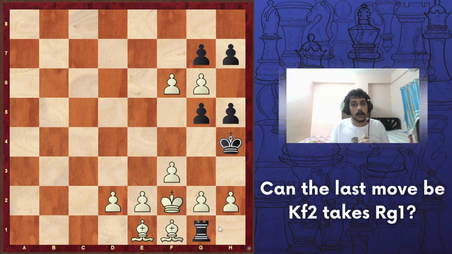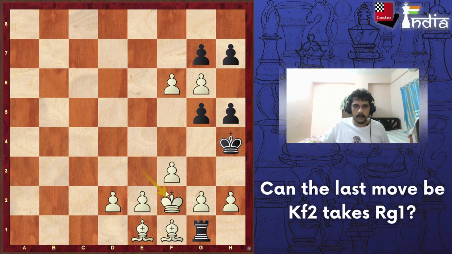And now the question is, can a black pawn actually promote to g1? So if it has to promote to g1, then it must have come via this route. It must have captured something on f2 and then something on g1 and promoted to a black rook. But is this really possible? Now to analyze that, we first need to look at these two pawns. Where have these two pawns come from?